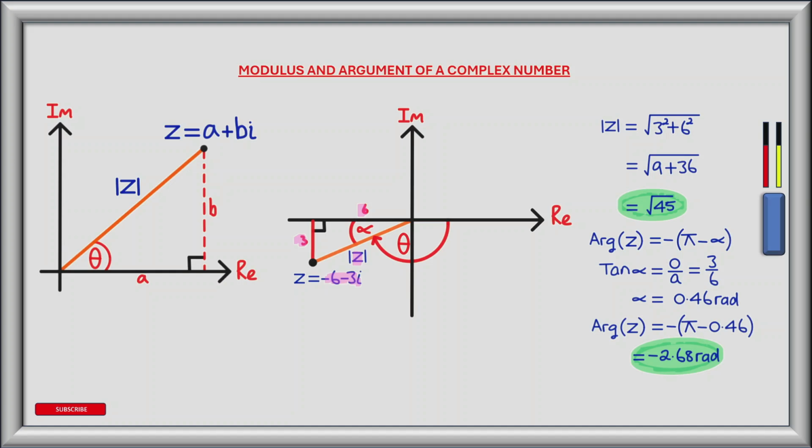To calculate the modulus, we can use Pythagoras' theorem. So we need to take the square root of 3 squared plus 6 squared, which is the square root of 9 plus 36. So the modulus in this case is the square root of 45.